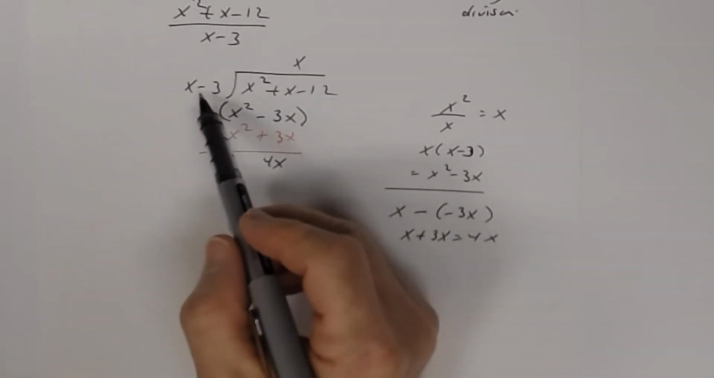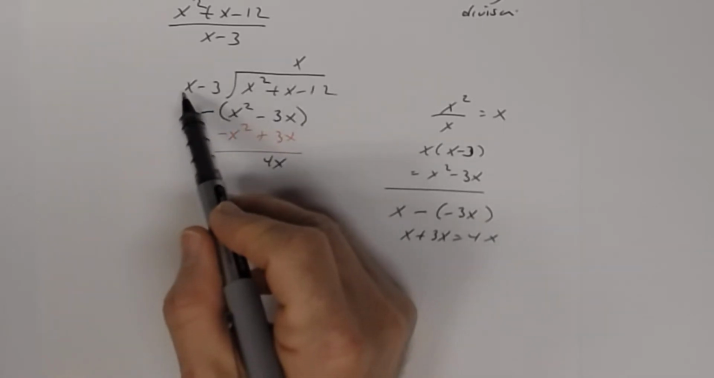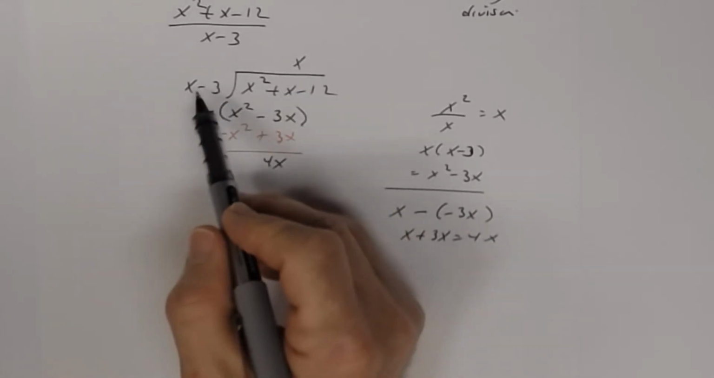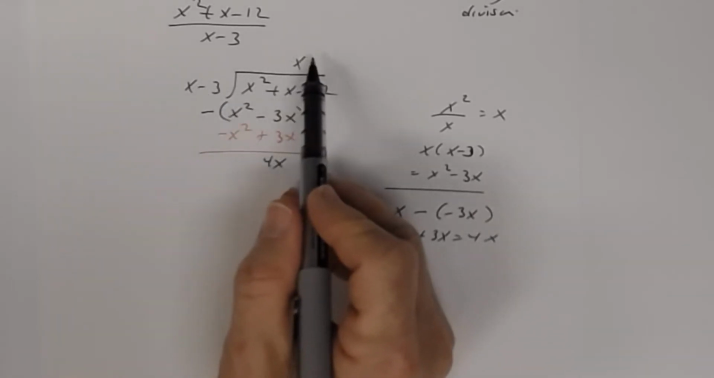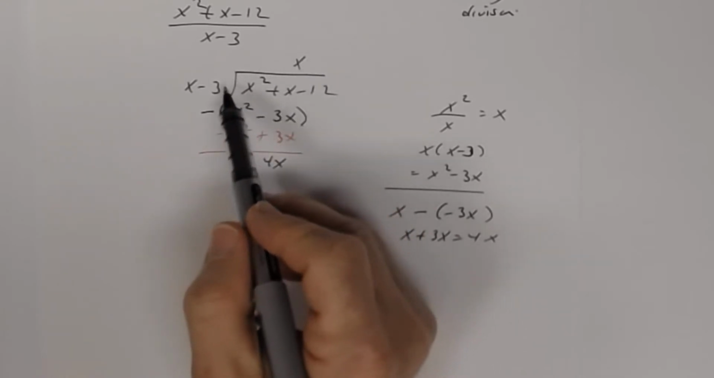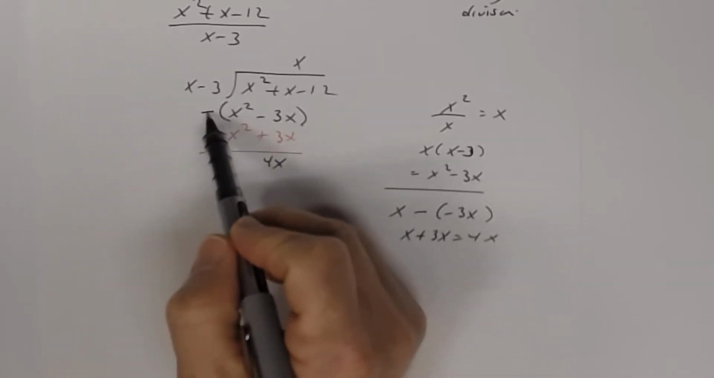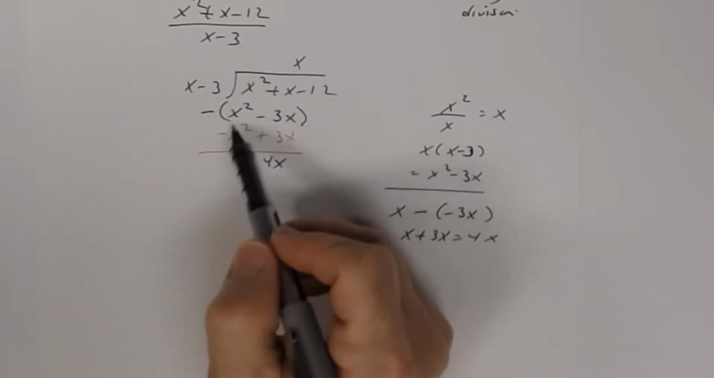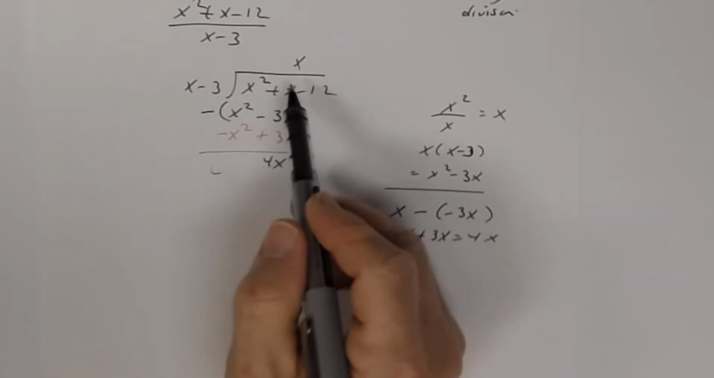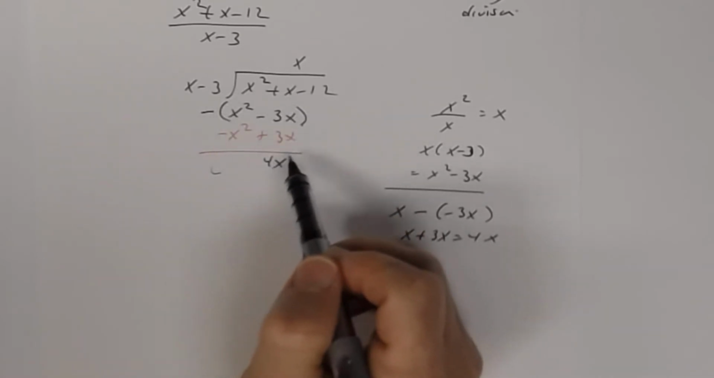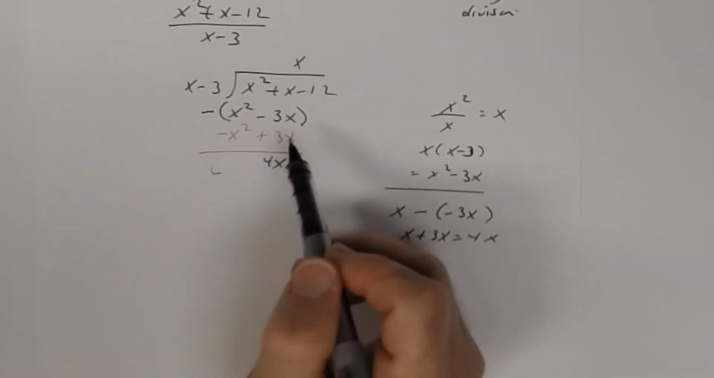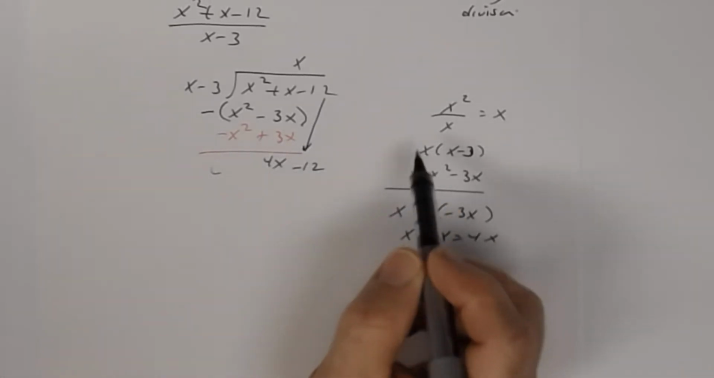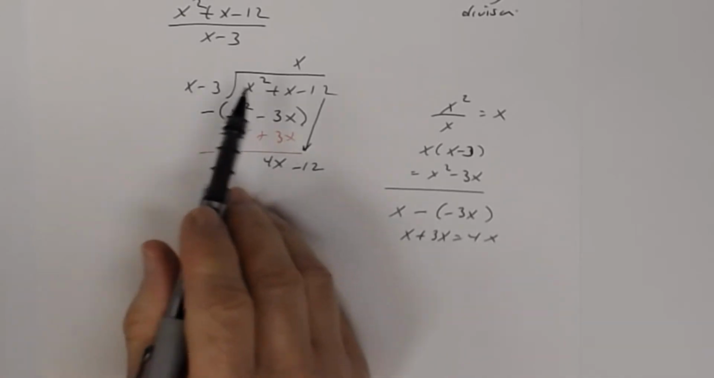Okay, so let's go through this again. So first divided by first is x. Then you're going to multiply this term that you just put in the quotient by the divisor, all of the terms of the divisor. X times x is x squared. X times negative 3 is negative 3x. Then you subtract. Okay? Now remember, x squared minus x squared is 0. So that's why you don't see anything here. And then x subtract the negative 3x means x plus 3x, which is 4x. And then you bring down the next term. Okay? And then you do all those steps all over again.